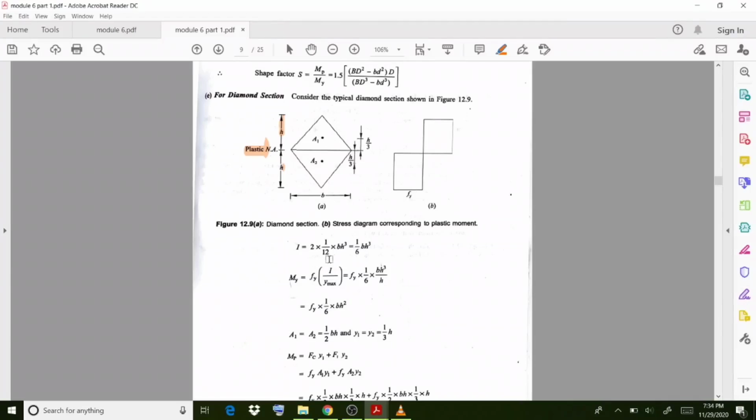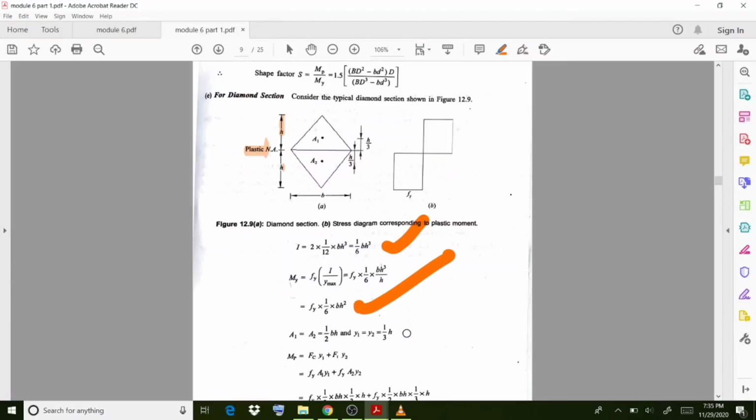And if you take the moment of inertia value for a triangular section, it is going to be 1 by 12 into bh cube. If you consider both the cases, 2 multiplied by 1 by 12 bh cube, so 1 by 6 bh cube you will finally get. And actually you need to calculate this My, so Fy multiplied by Iy by y max. So you will get the value in this way. So this is the case for My.